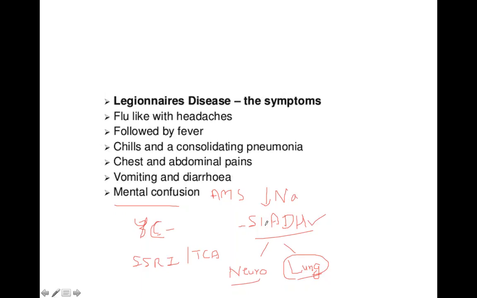So the patient will have hyponatremia, and that will lead to mental confusion, altered mental status. Vomiting and diarrhea will occur, and generally temperature pulse dissociation. So these are the main three characteristics. The diagnosis will be Legionella antigen in the urine, and treatment is quinolones or macrolides. So that's for Legionella pneumonia.